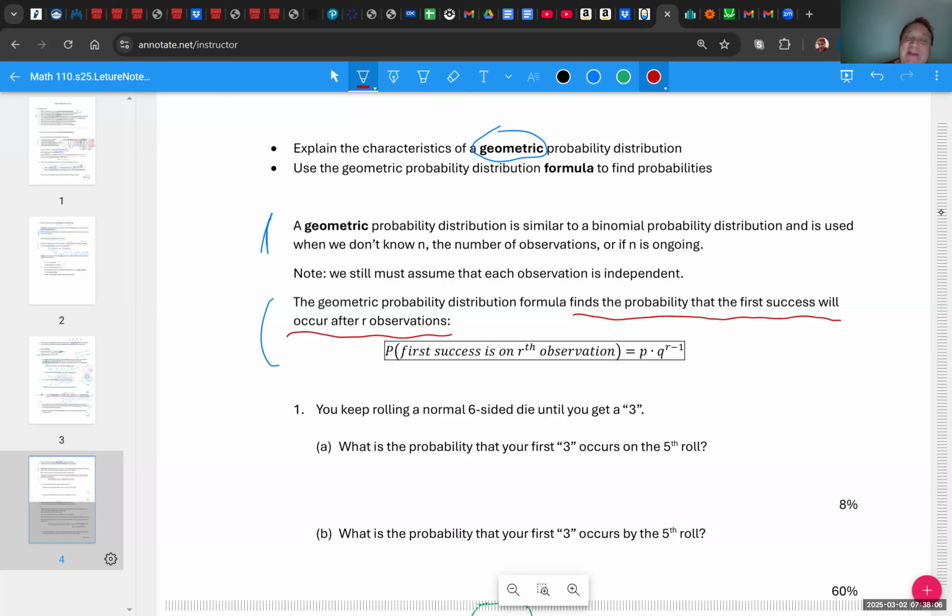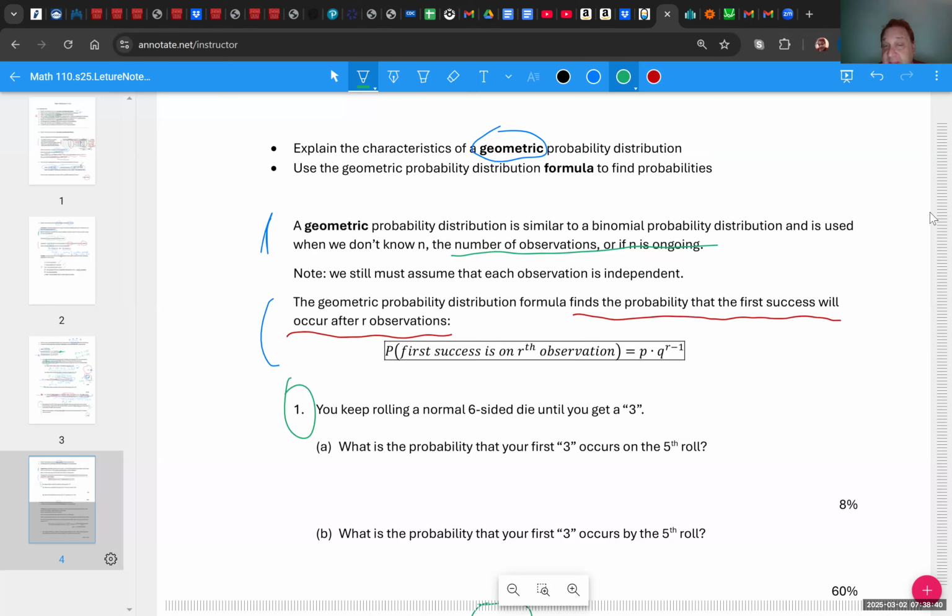Okay, so let me give you an example so you can see what I'm talking about. So here's my example right here. Number 1, you're rolling a normal 6-sided die, and you keep rolling it until you get a 3. That could happen right away, or if you're unlucky, it could take a lot of rolls, but you're going to keep rolling it until you get a 3. So the number of times we roll the die, we don't know, right? It's ongoing until we get a 3.